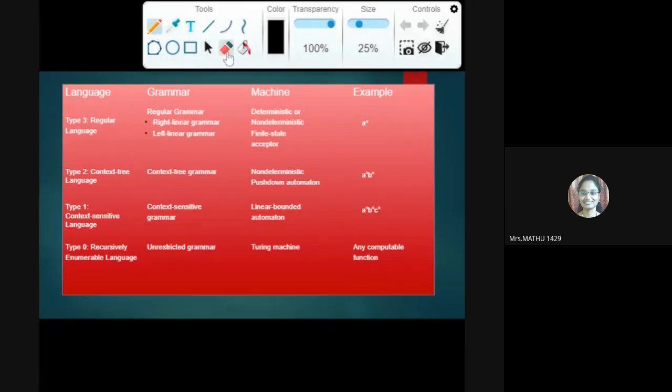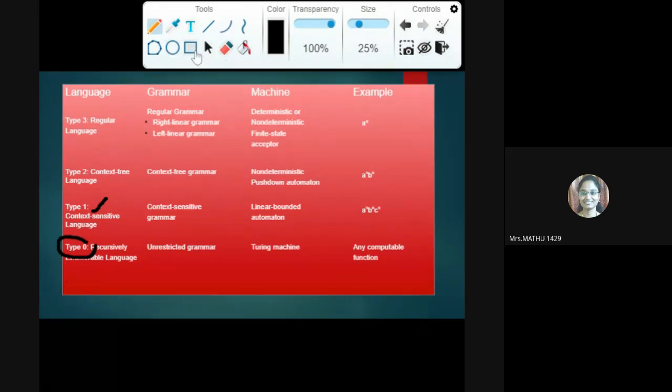Okay, so we have four different types of languages. Type 1, sorry, starting from type 0. Type 0, type 1, type 2, and type 3. We cannot say that type 0 is the lowest and it keeps increasing, not like that. Here type 0 is the highest form of a language that could accommodate more strings, and the machine related to that will be able to accept different kinds of strings.